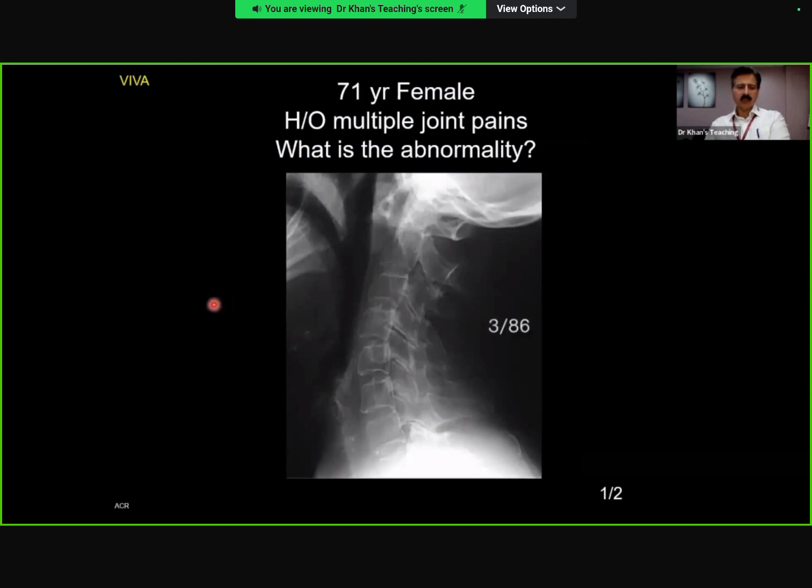Okay, again your case. Concentrate on C1 level. Right, so this is a lateral graph of the cervical spine of a 70-year-old female with multiple joint pains. I can see an increase in the distance between the anterior arch of atlas and the dens axis.